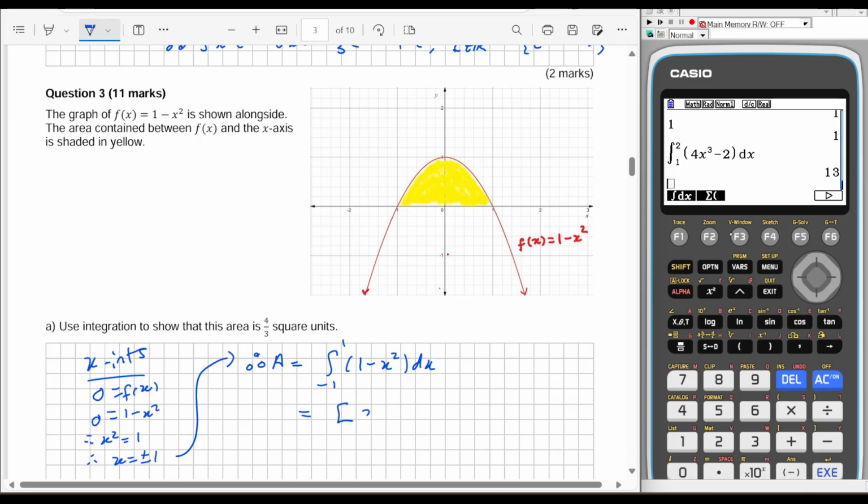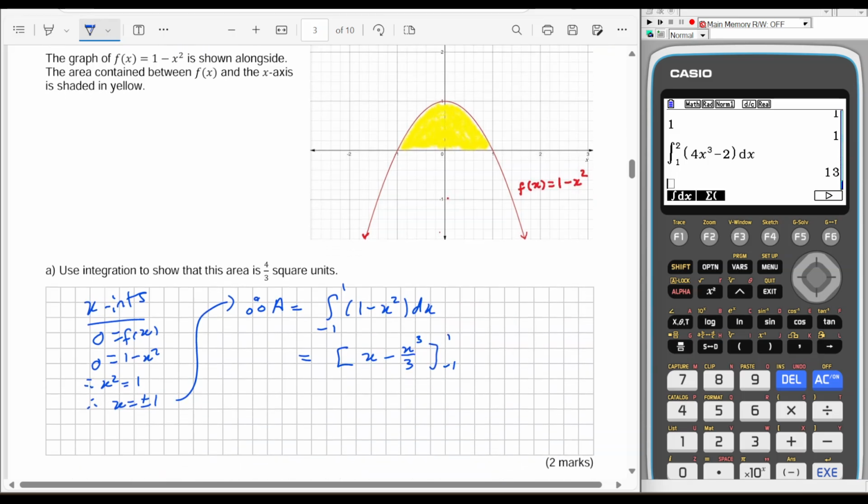So that's going to be x take x cubed over 3 from minus 1 to 1. And that's going to be 1 take 1 cubed over 3, take away, and then it's minus 1 take minus 1 cubed over 3. Okay, so then this is 1 take a third, so that's 2/3 there. Take away, and then this is minus 1, and let's see, that's 1, 2, 3, 4 minuses, so that becomes plus a third, minus 2/3. So that is 2/3 plus 2/3, so this is 4/3.